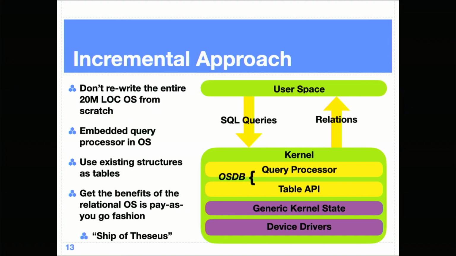So what do we do? We took an incremental approach. Well, we don't want to rewrite 20 million lines of code. We took SQLite, and you saw what we did with the Meteor. We smacked it into FreeBSD. We killed the dinosaurs, I guess. Sorry.